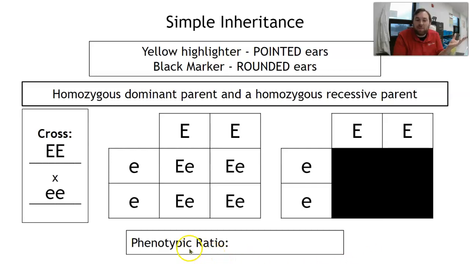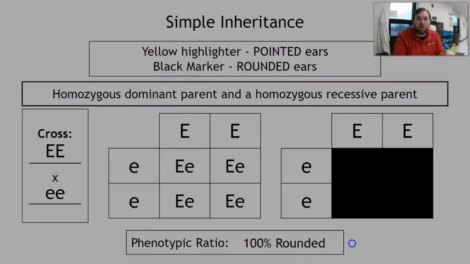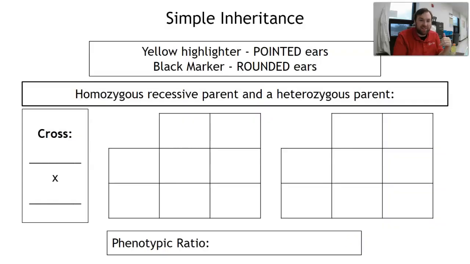Speaking of the phenotype here, the phenotypic ratio here is super easy. All 4 boxes have the black marker. All 4 types are rounded ears, therefore it's going to be 100% rounded ears. If you feel good about that, very good. Move on to the next slide, and I'm going to have to pause it on you to have you try it out for yourself. This next one is not on your paper. I repeat, this one is not on 4.7. It is not number 3.